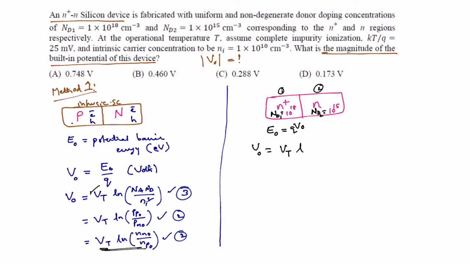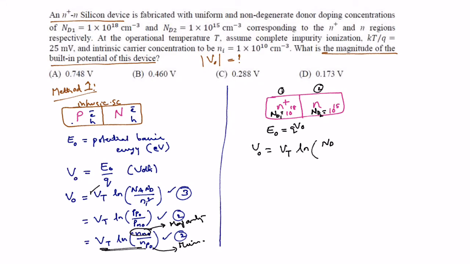Vt natural logarithm of Nn naught divided by Np naught. Nn naught means electron concentration on N side, Np naught means electron concentration on P side. So this will be treated as majority carriers and this will be treated as minority carriers. Majority carriers means more number of electrons, minority carriers means less number of electrons.